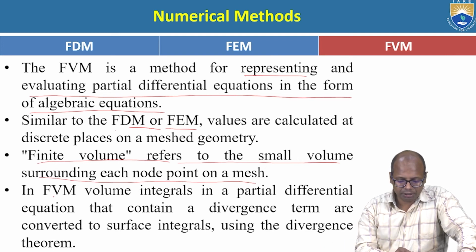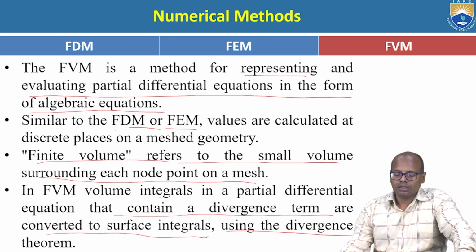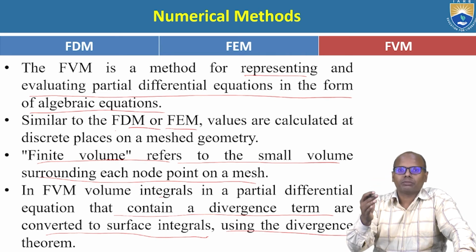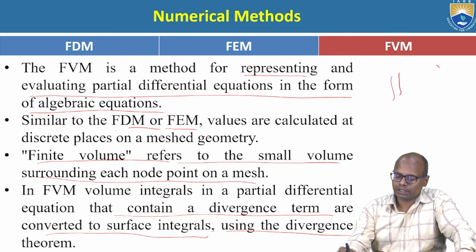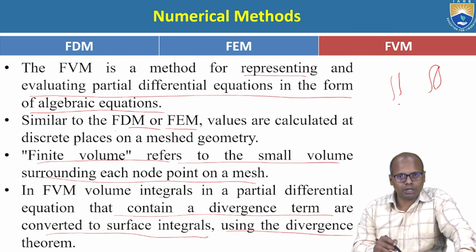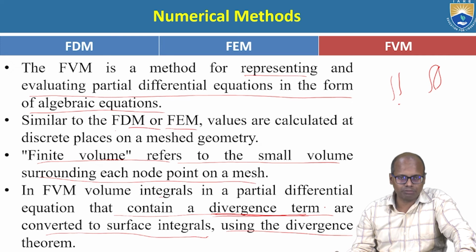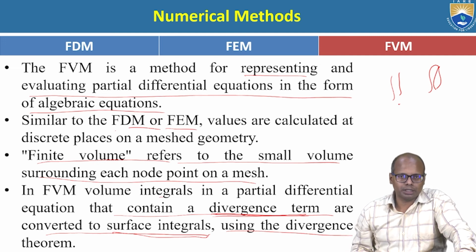Now, the volume integrals in the partial differential equation that contain a divergence term are converted to surface integrals using the divergence theorem. This we have already seen. When we were doing the derivations for the physical meaning of divergence and other cases, when we came across a surface integral, we converted that into a volume integral. This conversion is based on the Gauss divergence theorem. Now here we are doing the same thing. We have this divergence term in volumetric form. This divergence term is converted back into surface integrals using this Gauss divergence theorem, and then the finite volume method is applied.